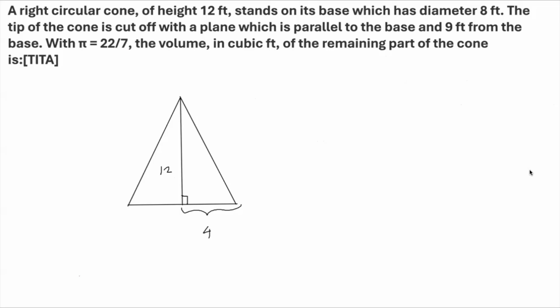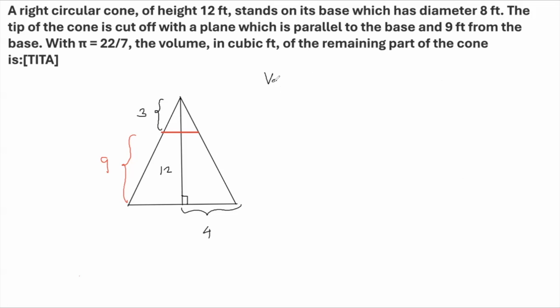So basically we are making a cut like this, and the height at which we are making the cut is 9 feet from the base. All the measurements are in feet, so I'm not writing it explicitly. So that tells us that the height of the smaller cone which is cut off is 12 minus 9, that is 3. Now this concept we have seen already in our course.